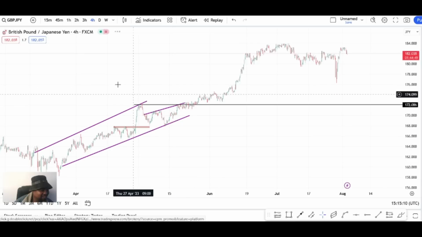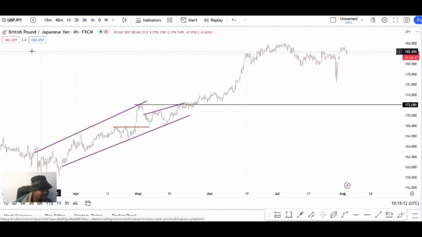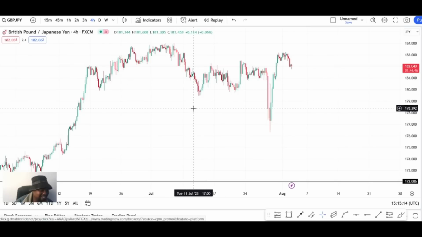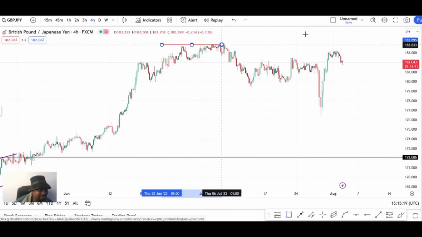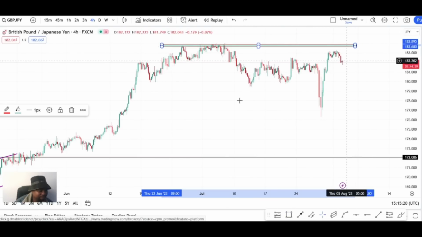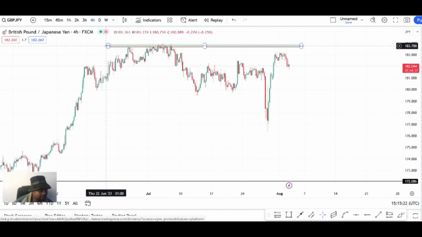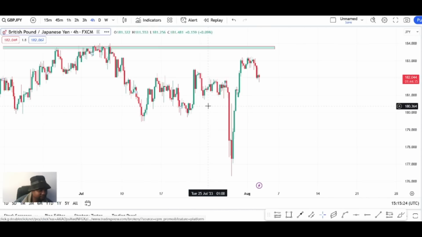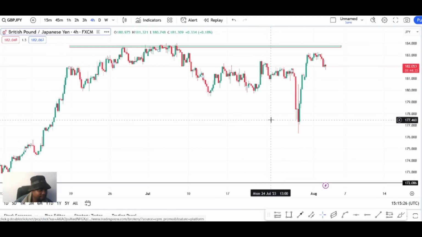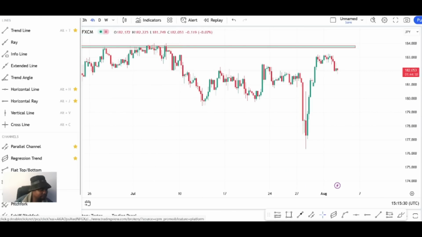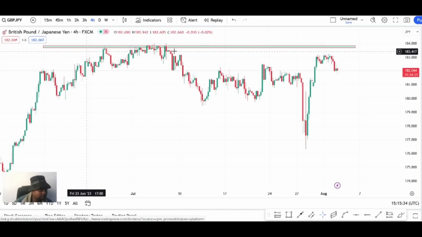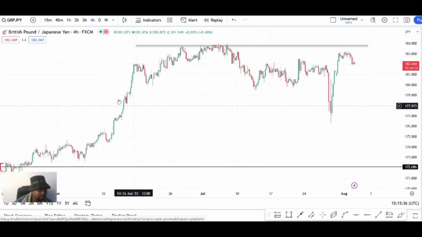Hey, the pairs that don't have USD, they always look like this, guys. I don't know what's happening here, and I'm not even enjoying looking at this. But I think sooner or later we're gonna start dropping from the look of things. Sooner or later we're gonna start dropping from the look of things on GBP JPY. But I don't like this. I would never trade it.